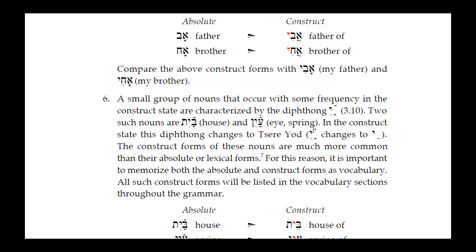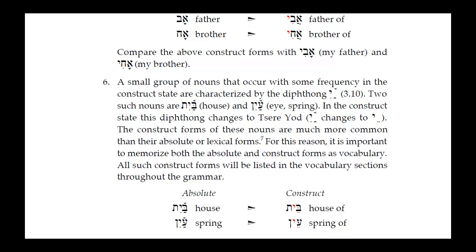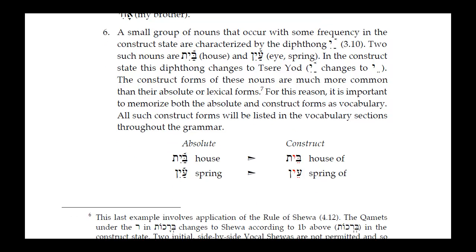So you've got patach yod, hiriq changing to a tsere yod. The construct forms of these nouns are much more common than their absolute or lexical forms, and for this reason it's important to memorize both the absolute and construct forms as vocabulary. So let's go through a few examples here.